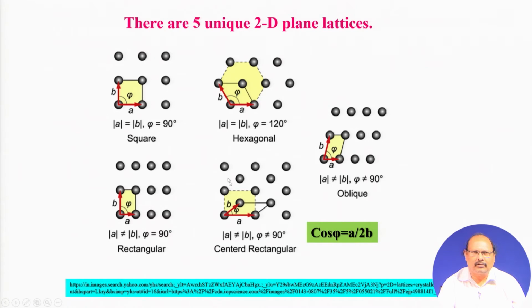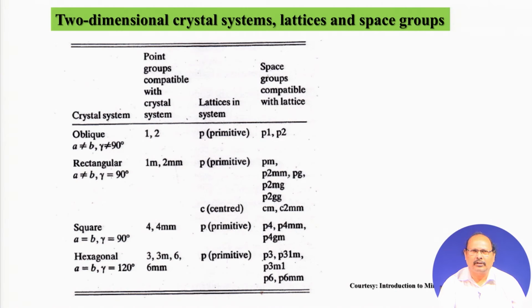Whereas, in this kind of centered rectangular type of lattice, you have the lattice nodes at the four corners, that is effectively one lattice point, and you also have a lattice point at the center of the rectangle, which is unshared. So, total lattice points in a centered rectangular lattice we have 2. So, in case of centered rectangular lattice, the effective lattice point is 2. In case of primitive one, the effective lattice point is 1.